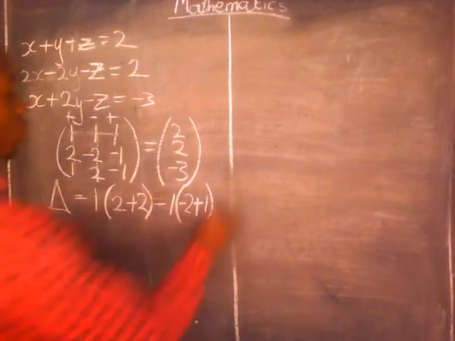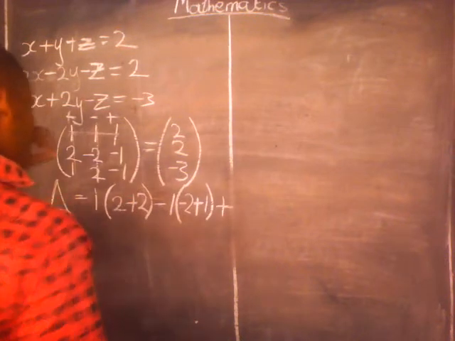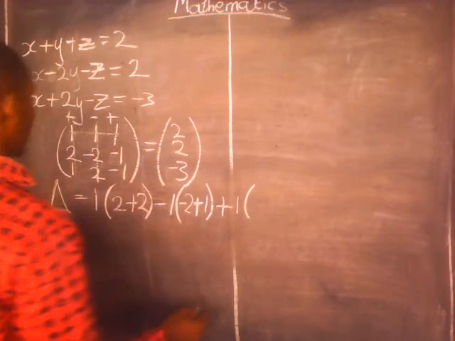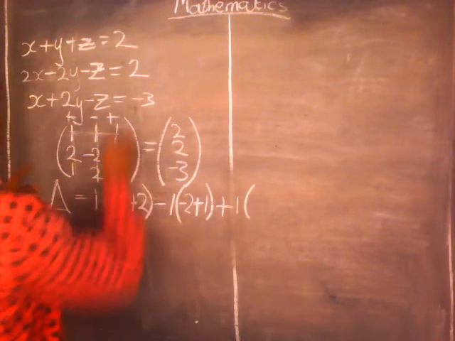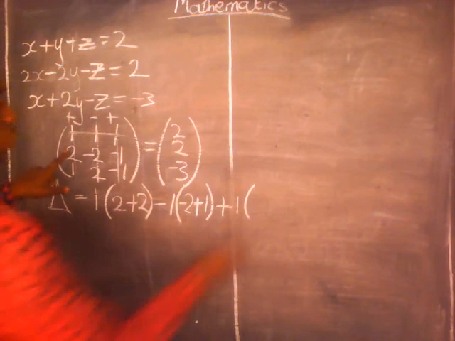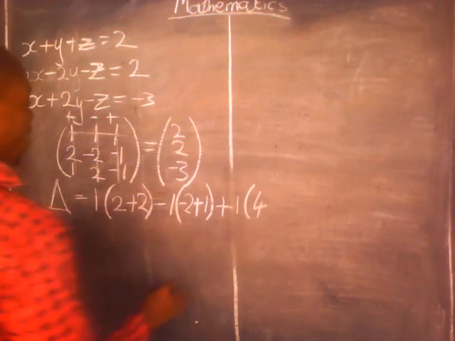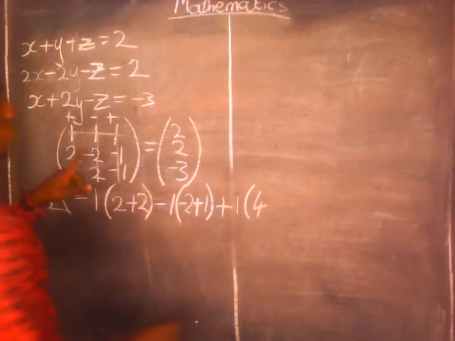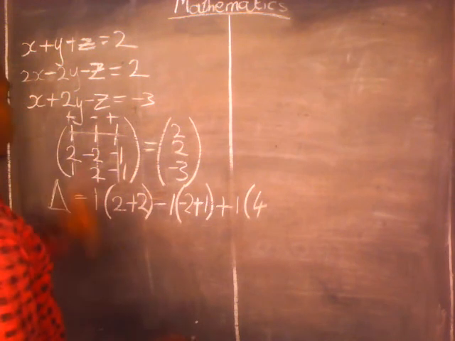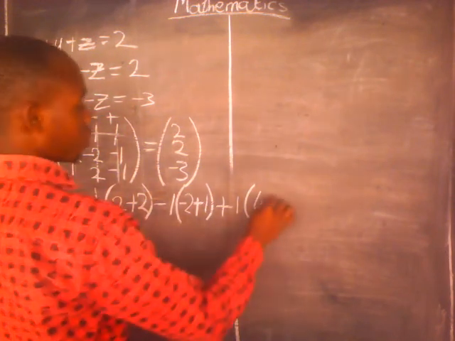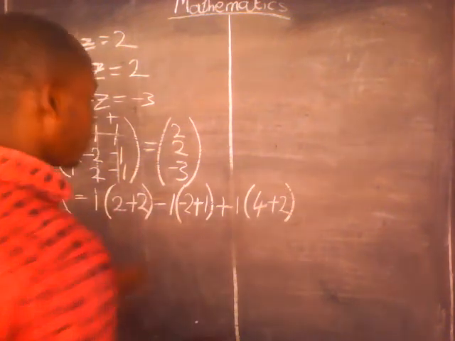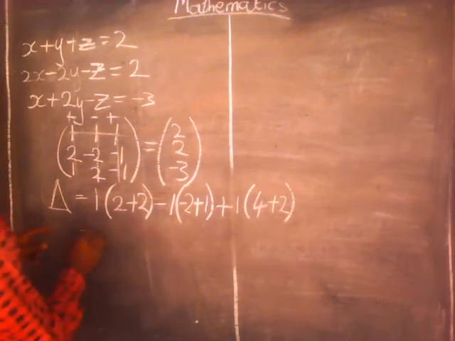The next one we have here is plus 1. Open your bracket, you'll be having the whole of this and the whole of this will be blank. Then we'll have 2 times 2, which is 4. Minus 1 times minus 2 gives us minus 2. Then 2 times 2, which is 4. Minus 2, we'll be having plus 2. Then after doing this, we open the bracket and solve for the determinant.